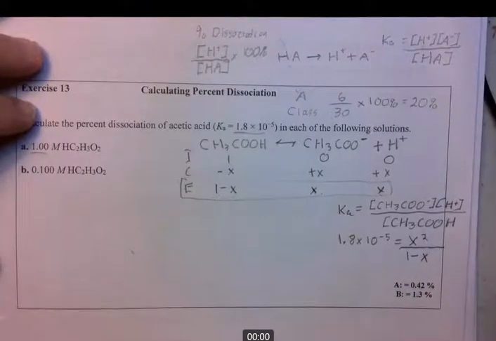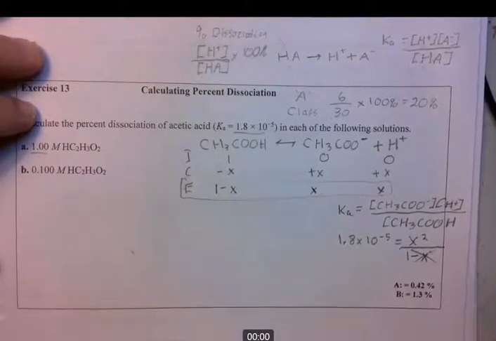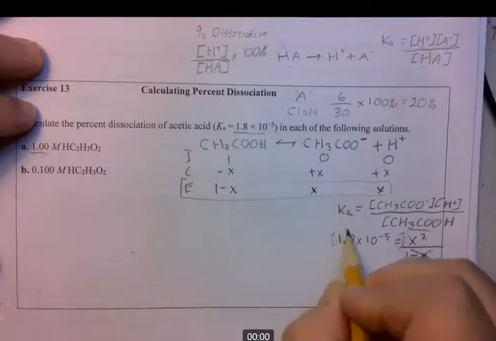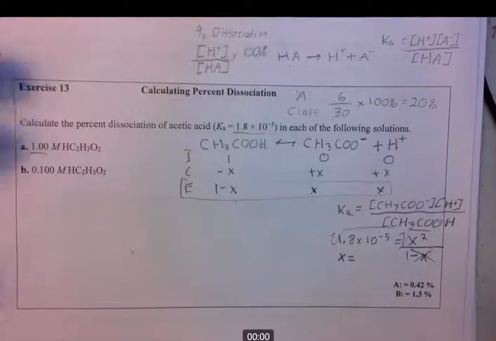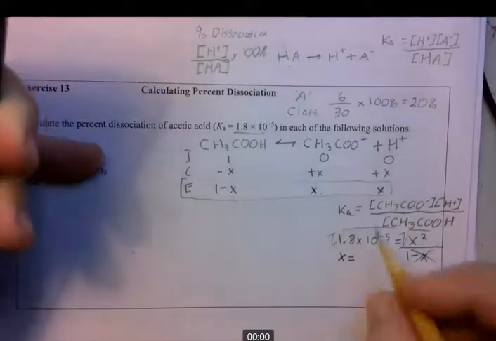And we're going to use our small variable assumption. So this goes away. We're going to assume x is very small compared to 1. Gone. So you just have a 1 on the bottom. So all you really have is x squared equals 1.8 times 10 to the negative 5. So you take the square root of both sides. And you end up with x equals the square root of 1.8 times 10 to the negative 5, and it gives you this.